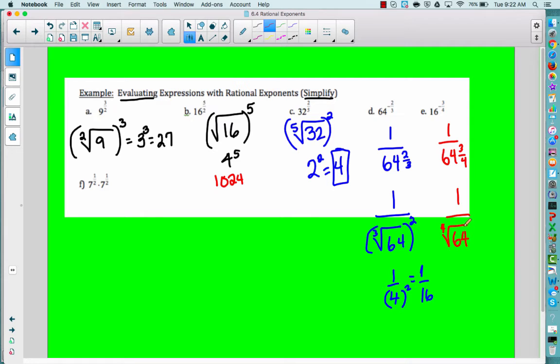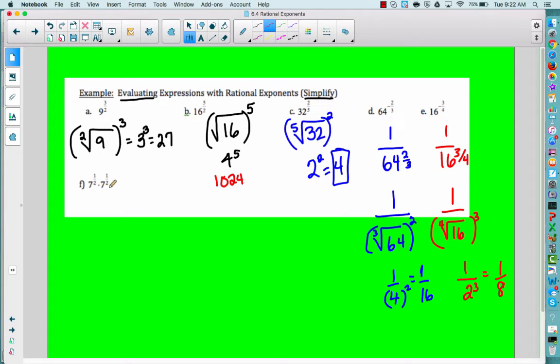I'm sorry, 16. I did 64. I apologize. I made a mistake there. So 1 all over 16 to the 3/4. And then 1 all over the 4th root of 16 cubed. All right, the 4th root of 16 is 2. So 1 all over 2 cubed is going to give me 1/8.